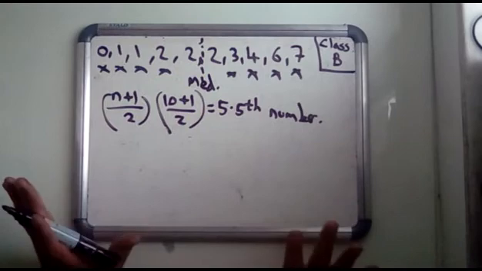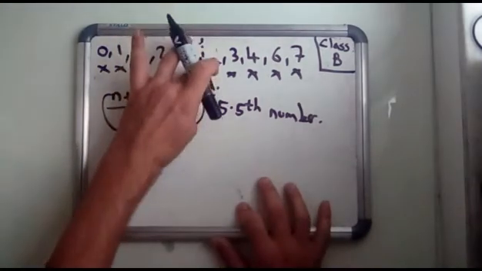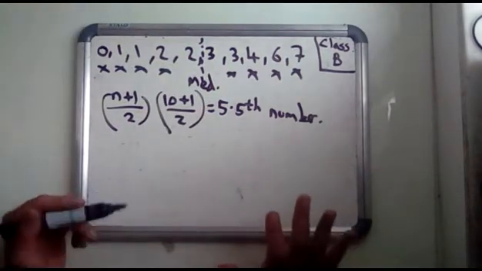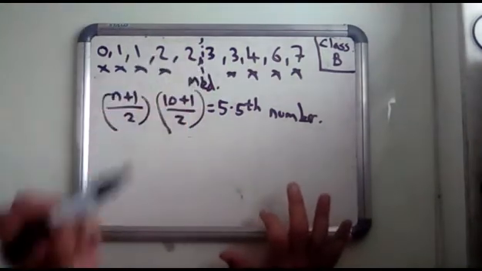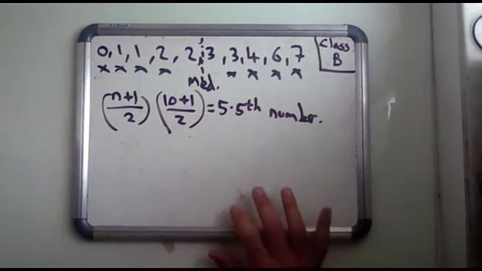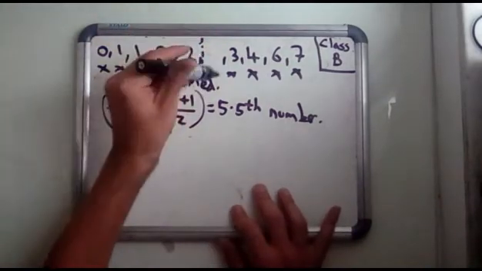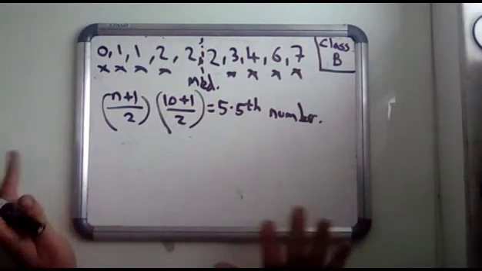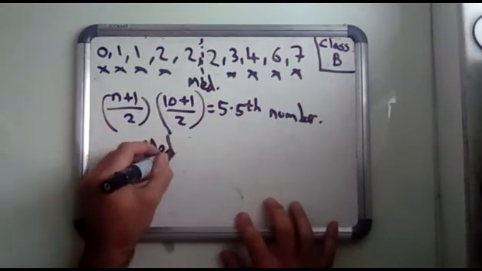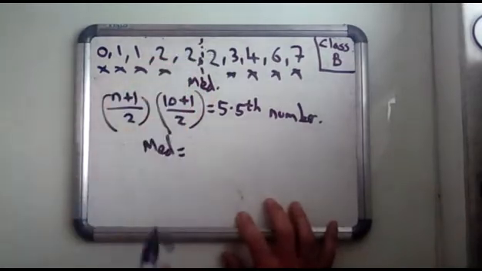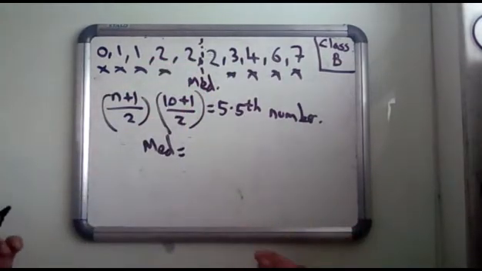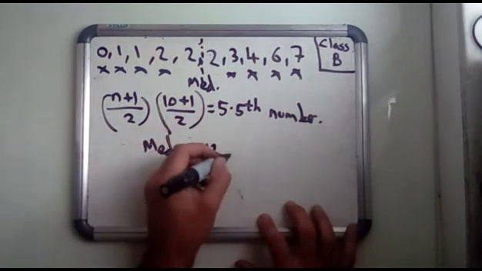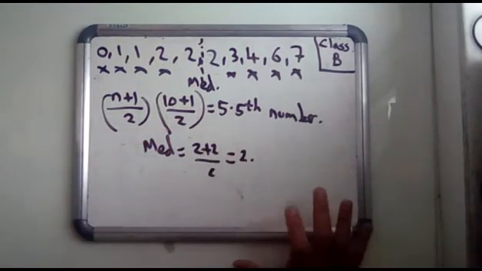If these numbers were different, say this was a 3, for example, the median would be 2 plus 3 divided by 2. It's not in this case, so we'll stick with what it is. The median is going to be 2 plus 2 over 2, which is 2. So it's the average of 2 and 2. Halfway between two numbers, you add them up and divide by 2. So median equals 2 plus 2 over 2 equals 2.